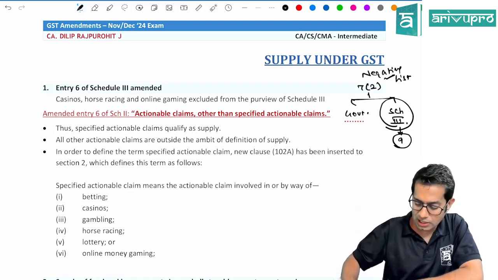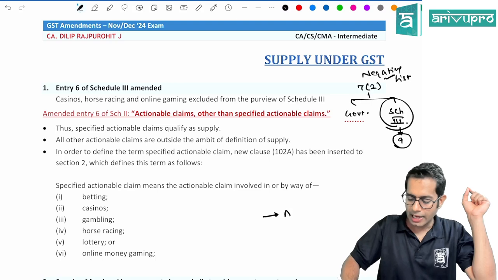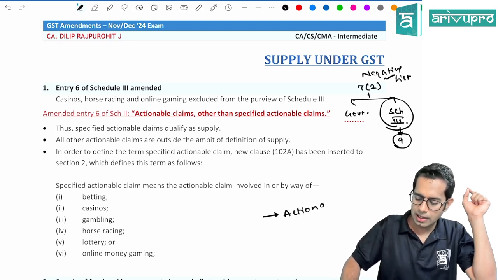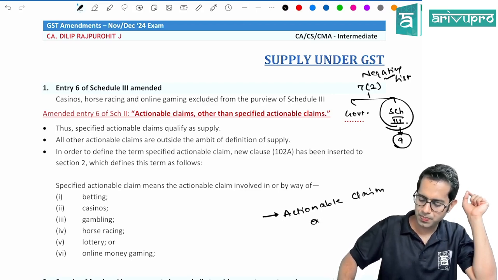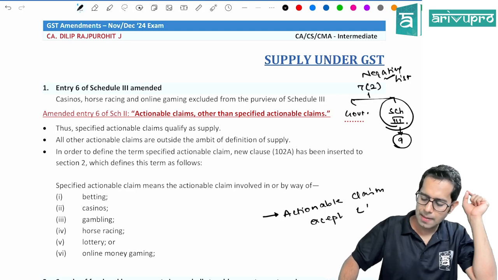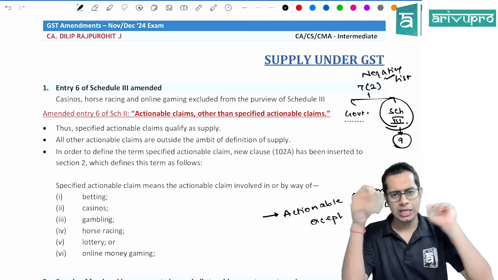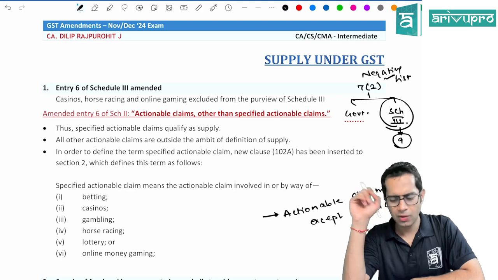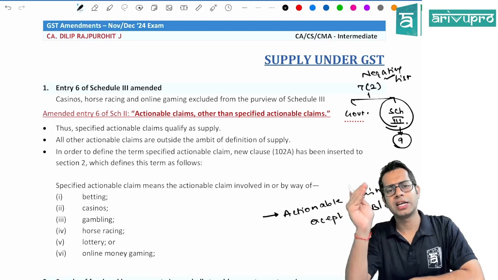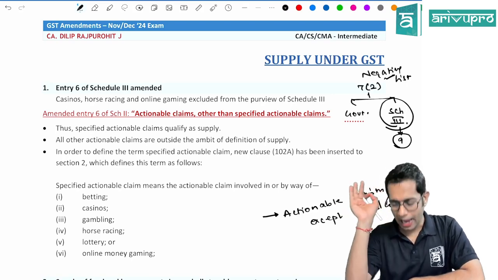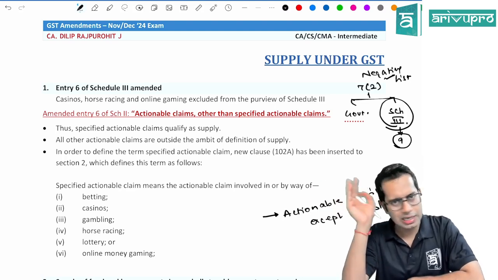One of the activities under Schedule 3 is actionable claims, except lottery, betting and gambling. What is this point telling, sir? If you're doing a transaction in actionable claims, then it is not treated as supply of goods, nor is it treated as supply of services.